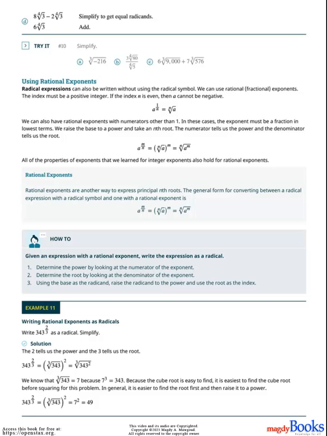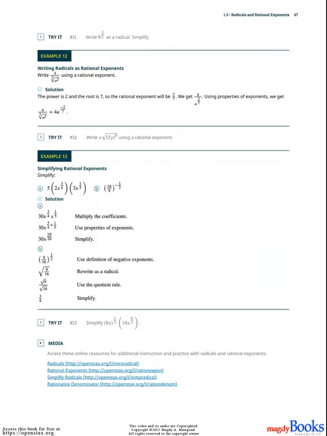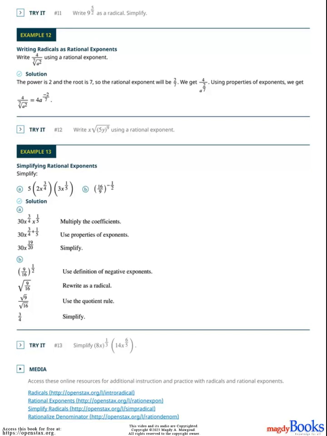We know that cube root of 343 equals 7, because 7 to the power of 3 equals 343. Because the cube root is easy to find, it is easiest to find the cube root before squaring for this problem. In general, it is easier to find the root first and then raise it to a power. 343 to the power 2 over 3 equals (cube root of 343) to the power 2, equals 7 to the power 2, equals 49. Try it, number 11. Write 9 to the power of 5 over 2 as a radical.